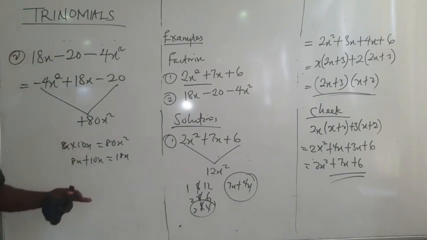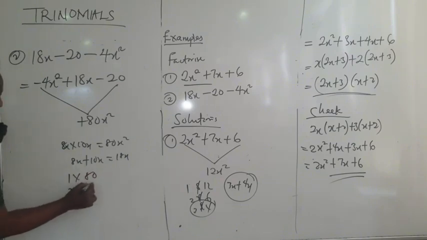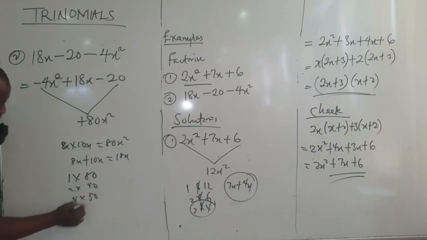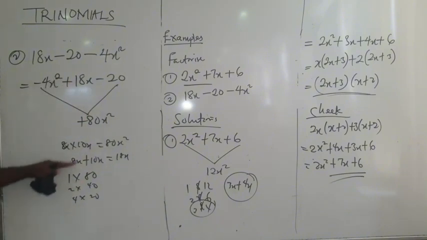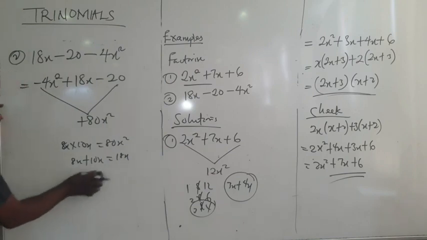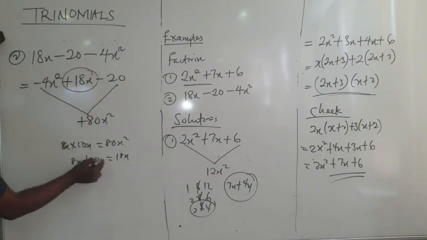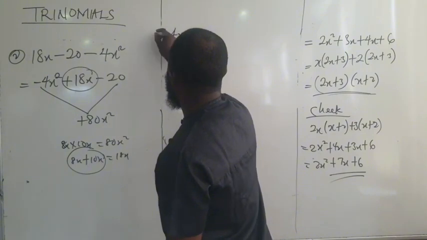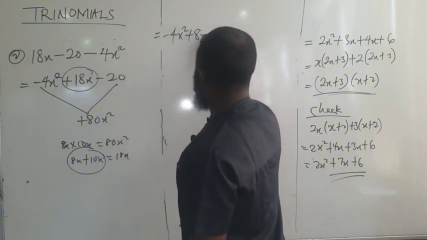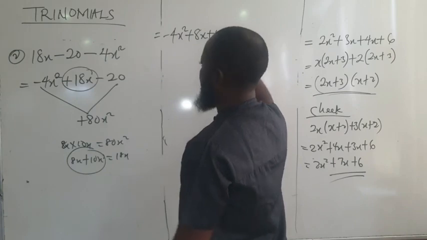If you cannot get it, just list them out first. You can say 1 times 80, then 2 times 40, and so on and so forth. 3 cannot go. 4 times what? 4 times 50? No. 4 times 20 will give us 80. Right? You continue until you get the pairs that will give you the middle number. That's how you do it. So in this case, we are now going to replace this 18 by this. So we then have minus 4x squared plus 8x plus 10x then minus 20.